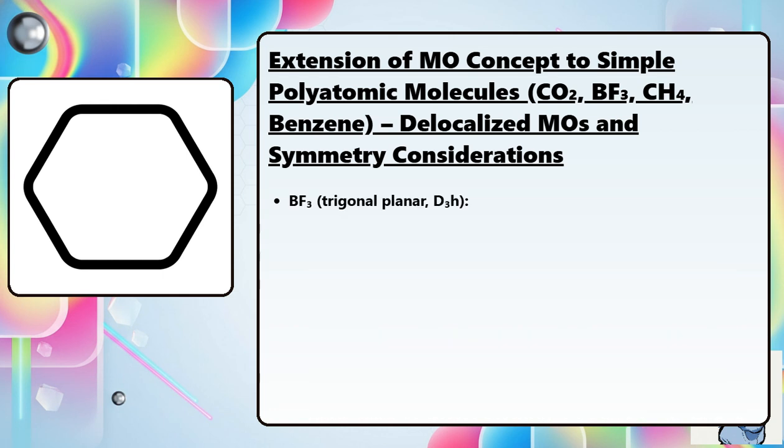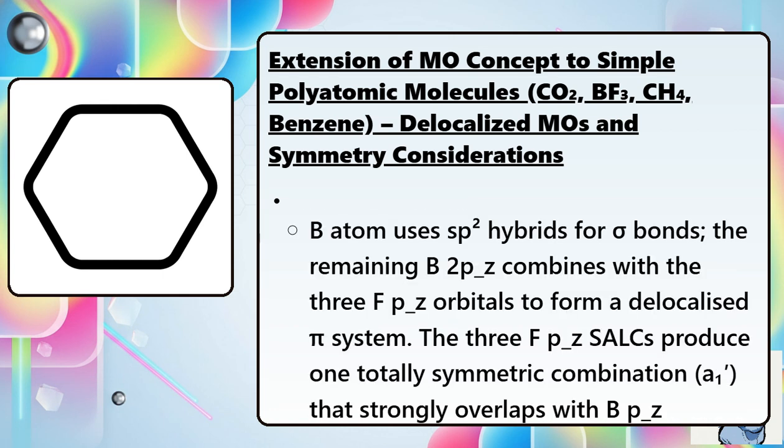BF3, trigonal planar, D3h. The boron atom uses sp2 hybrids for sigma bonds. The remaining boron 2pz combines with the three fluorine pz orbitals to form a delocalized pi system. The three fluorine pz SALCs produce one totally symmetric combination, a1', that strongly overlaps with boron pz, bonding pi, and a doubly degenerate e' pair that becomes pi star antibonding. The molecule is planar and exhibits a bond order of 1 for each boron-fluorine sigma bond.